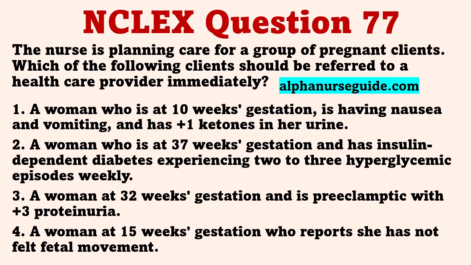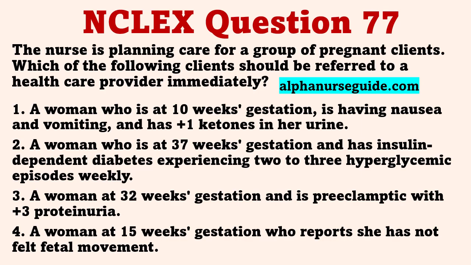The correct answer is 3. The nurse should refer the preeclamptic client with 3+ proteinuria to a healthcare provider. The 3+ urine is significant, indicating there is much protein circulating. The woman who is 37 weeks gestation with insulin-dependent diabetes who has experienced hypoglycemic episodes in the past week can be managed with food and glucose tablets until the client can obtain an appointment with the care provider.